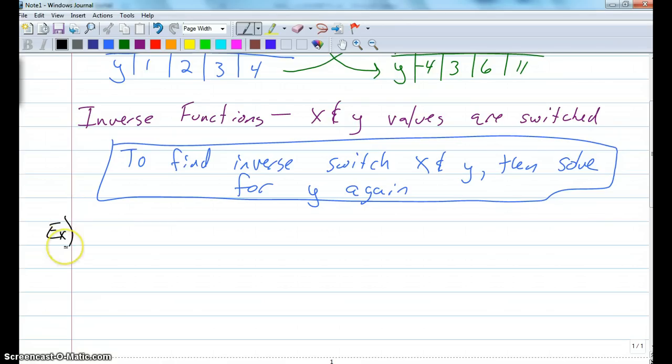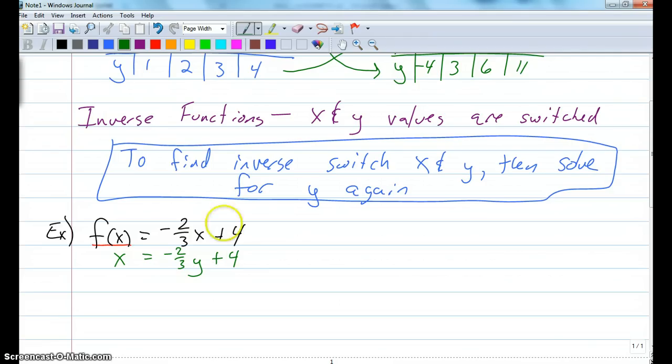How do you find the inverse of a function? Something like this. If we have f of x equals -2/3 x plus 4. That is our function f of x. We're going to find the inverse. Well, we're going to switch the x and y. Remember, f of x is just another name for y. So what we got here is x equals -2/3 y plus 4.